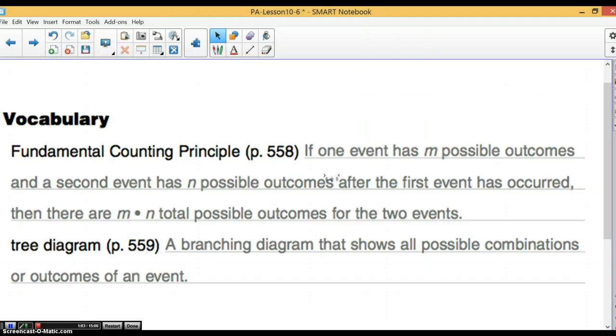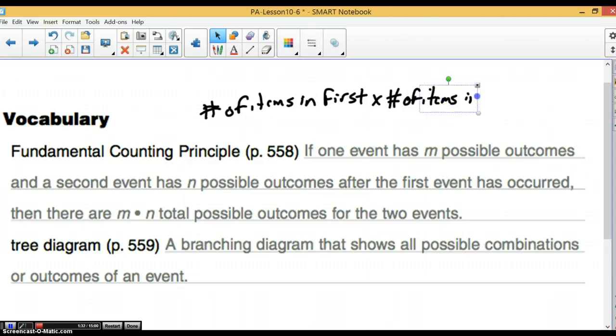What it's saying is if you have two different things and you want to figure out how many ways they compare, you take the number of items in the first one, and you multiply that by the number of items in the second. And that equals total number of pairs.